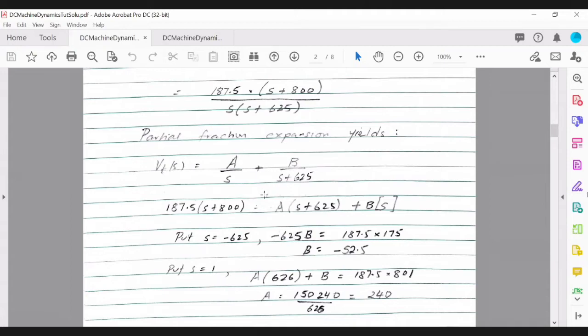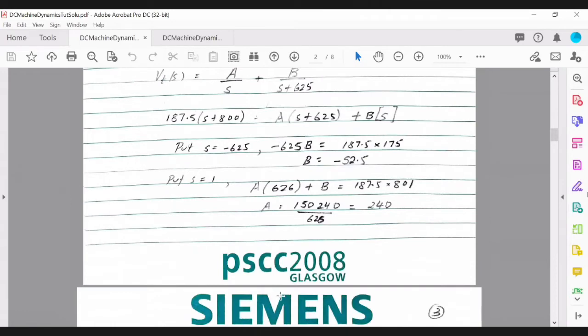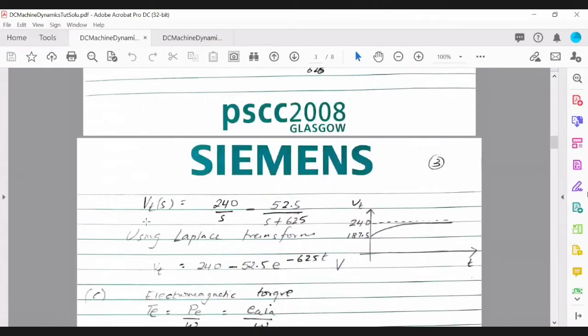Then to get this term here, we can use basically any value. I've used S is equal to 1. That gives you both terms A and B, and when you solve, you can work out what the integer A is there. So we got A and B, and then we can write the terminal voltage into two terms, where you can easily do the inverse Laplace transform.